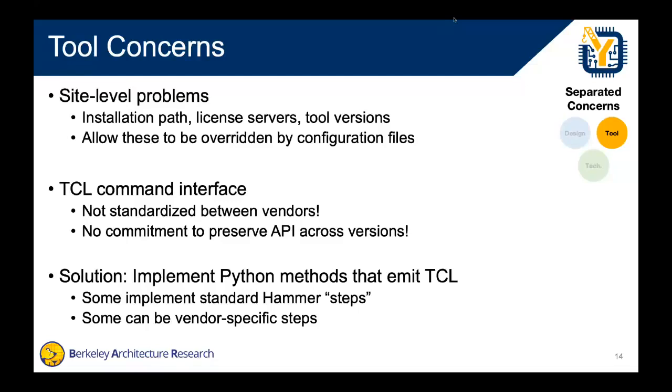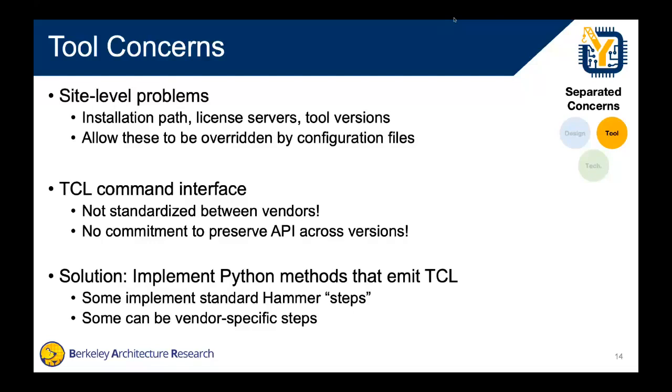And it's really difficult because they're not standard across vendors, and there's really no commitment for the vendor to ever support these APIs for more than one version. So things will break randomly. You might have to update versions and change half your scripts. But the solution here is we're implementing basically Python methods that consume this IR and emit Tcl.